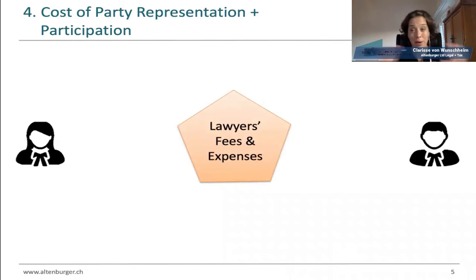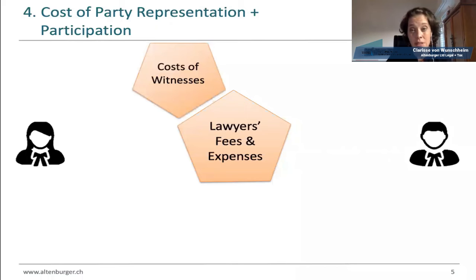In the middle, and by far the biggest cost, we'll get back to that, are the lawyers' fees and expenses. Lawyers still today, in most parts of the world, bill by the hour, okay? So the longer your arbitration goes, the higher your lawyers' fees and expenses. But around those lawyers' fees and expenses, there are a lot of other fees and expenses that can get quite substantial too. First, cost of witnesses.